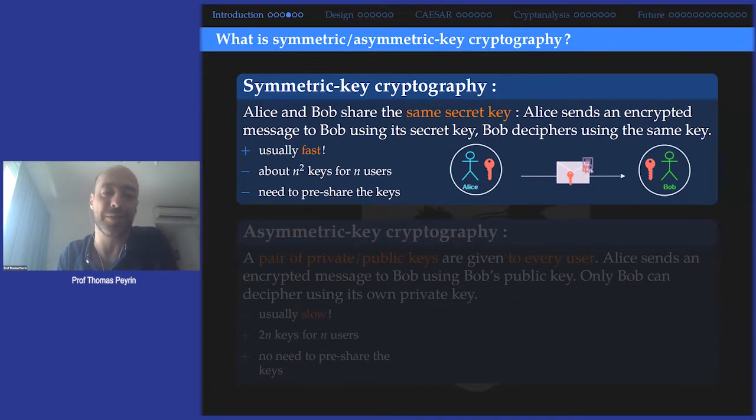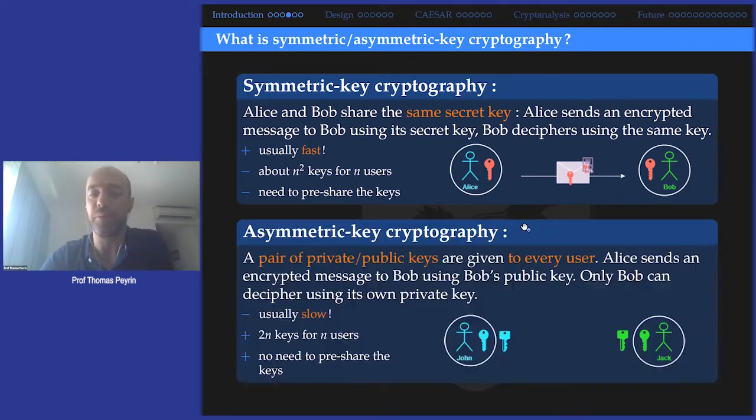Another big issue is that you need to pre-share the key. I assumed that the keys in red were already shared between the two participants, but they only have an insecure channel of communication. So how can they pre-share the key? That's a big problem. You're kind of only pushing the problem a bit further, but in the end, you're not really solving it.